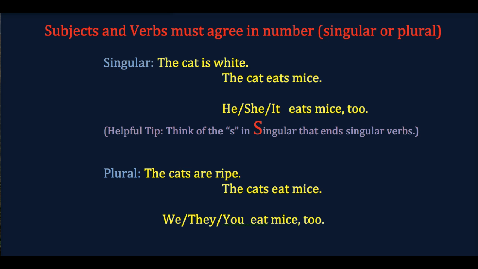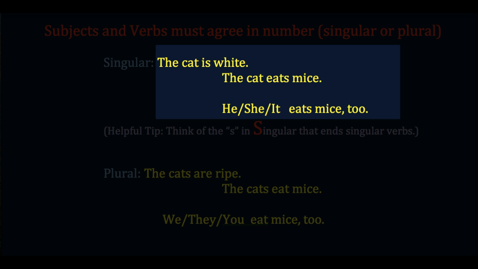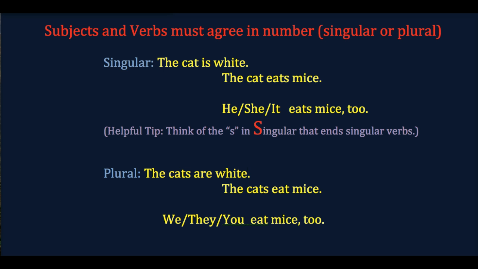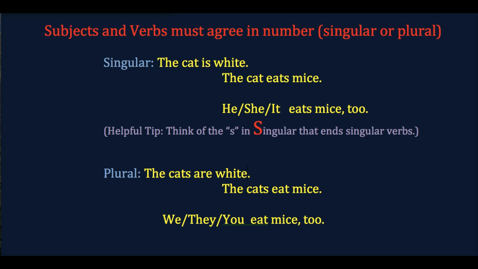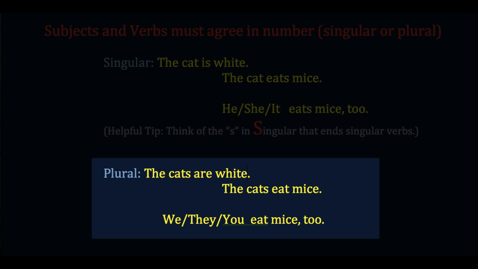So look at these simple sentences. The cat is white. Cat is singular, is singular. The cat eats mice. Again, cat singular, eats is singular. He, she, or it, if those pronouns stand for a noun, they are the subject, they are singular, then you want a singular verb. Now, if you ever get confused as to what is a singular verb, here is a helpful tip. Think of the S in singular that ends singular verbs. Is, eats, plays, works. All those singular verbs end in S. And plural verbs tend not to end in S. For example, the cats are white. The cats eat mice. We, they, you eat mice too.